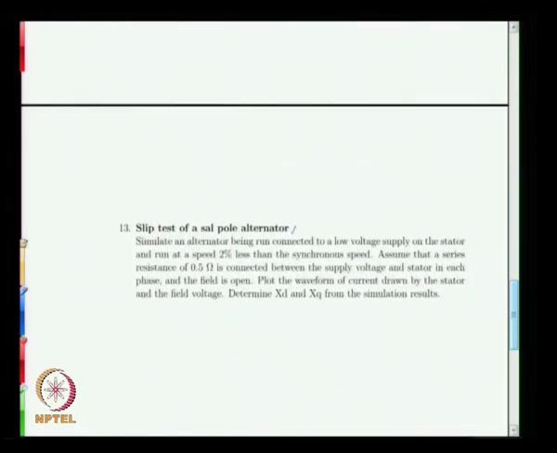We had looked at xd and xq representations for the alternator. Now in the lab, if one wants to determine xd and xq, one would do a slip test on the alternator. So here again one can do the slip test in simulation. You would already know what the xd and xq values are for the alternator model that you have used. So compare the results of what you get via slip test and what you have put in the alternator.